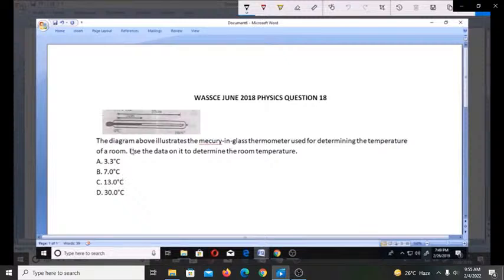So considering this very diagram, we can see that what we actually have is this very thermometer. I have the mercury that is covered in black. Now we have the tube.